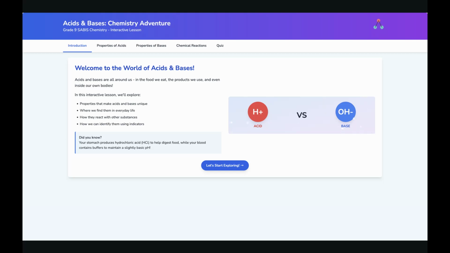So welcome to the world of acids and bases. They are all around us in the food we eat, in the products we use, and even inside our bodies. In this interactive lesson, we'll explore properties that make acids and bases unique, where we find them in everyday life, how they react with other substances, and how we can identify them using indicators. Did you know that your stomach produces hydrochloric acid to help digest food, while your blood contains buffers to maintain a slightly basic pH? Let's start exploring acids and bases.